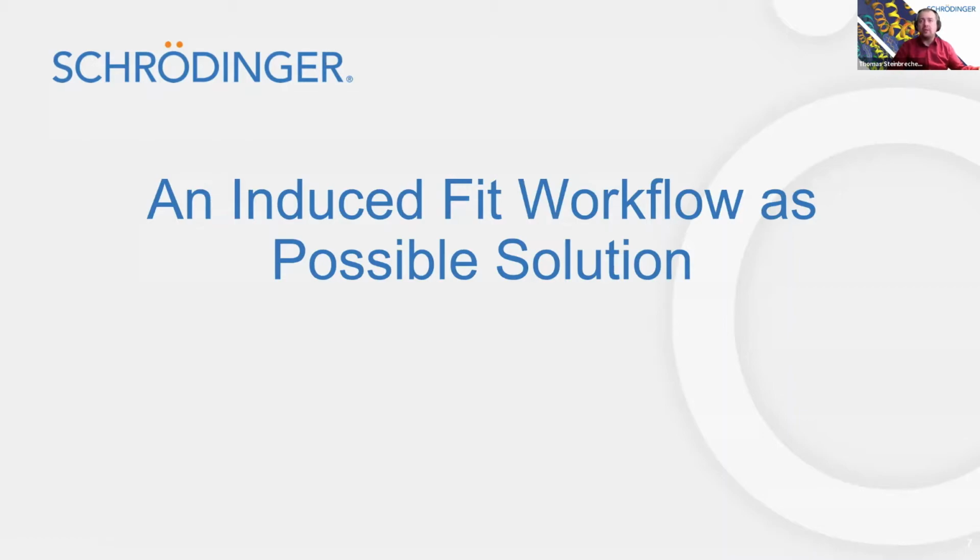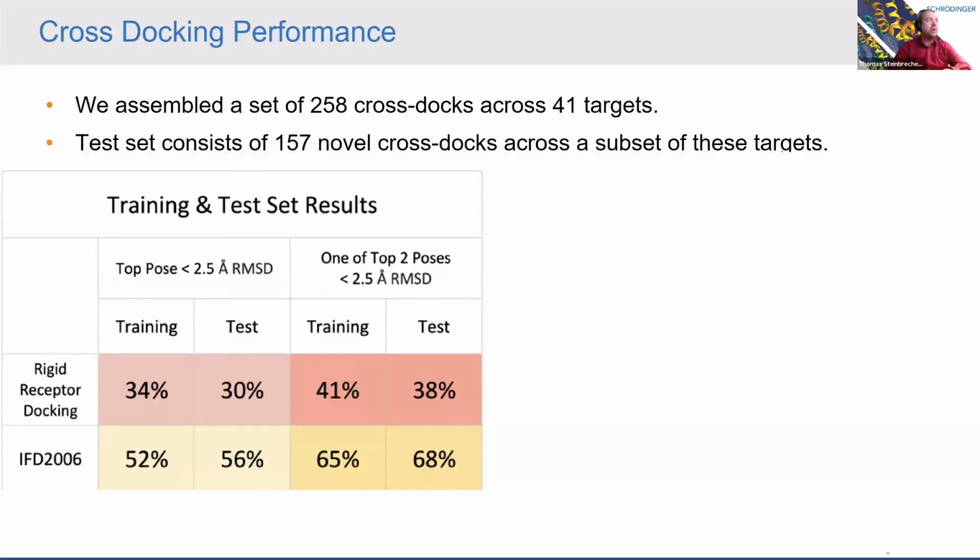We start by surveying the state of the art. How well does this cross-docking work with tools that are available right now? For that, we assembled a series of cross-docks. So structures from, in this case, I think the PDB, where different and not too similar molecules were bound to the same target structure, where there is some visible induced fit effect.